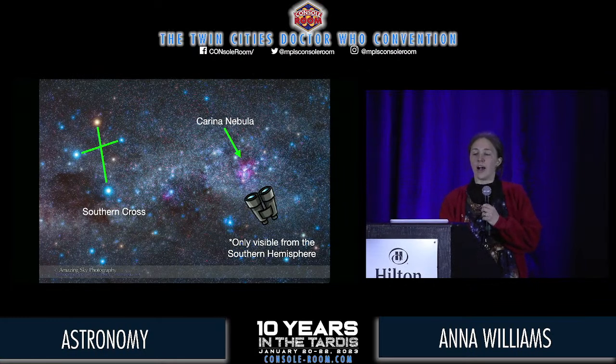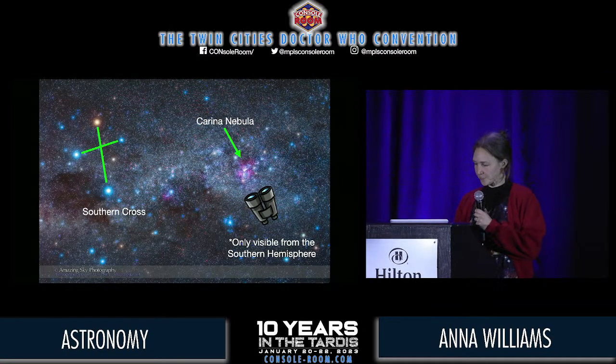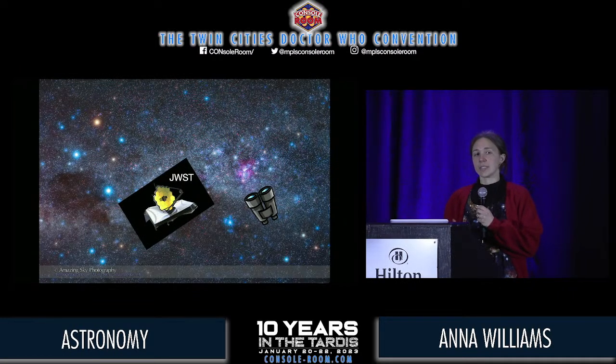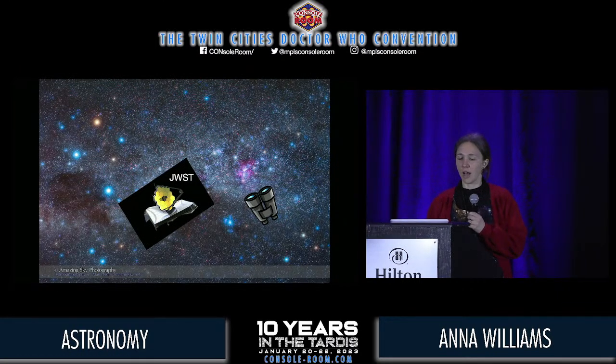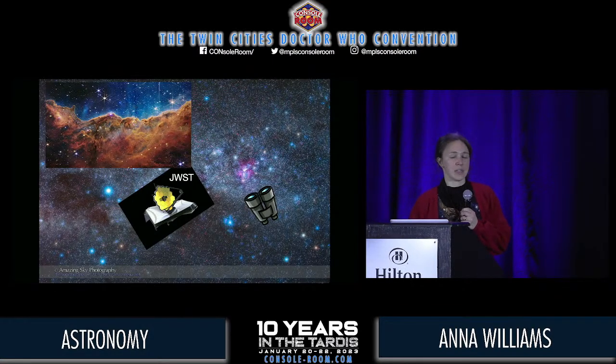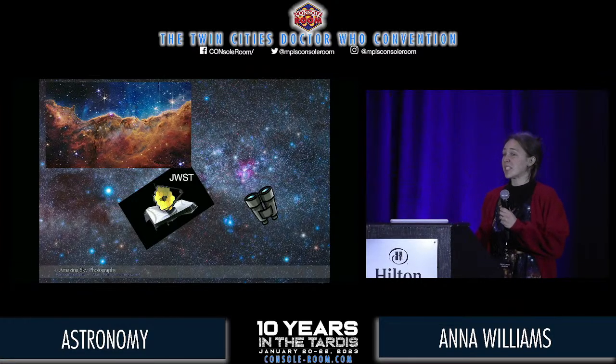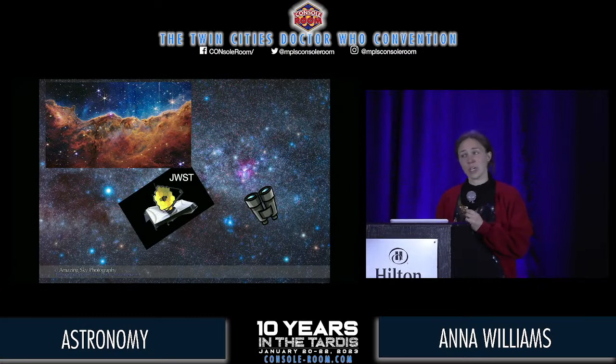All right, but this is an image taken with a telescope here on Earth. If we send up a satellite with a telescope on it, like the JWST, we're able to get much more interesting images because we don't have to deal with the Earth's atmosphere. So it turns out that we are very, very lucky here on Earth to have the atmosphere that we have.